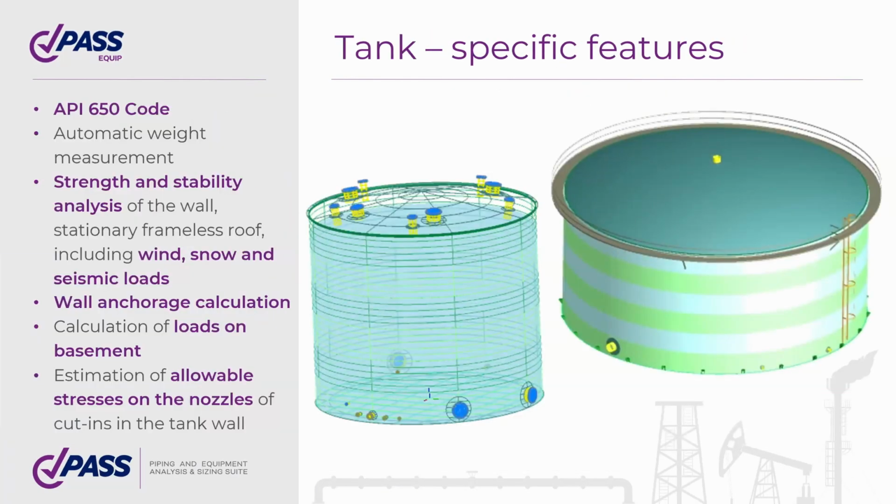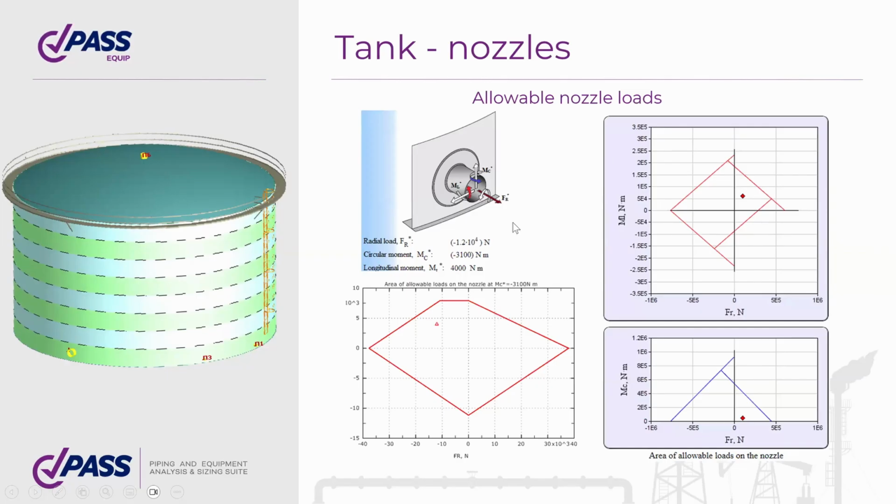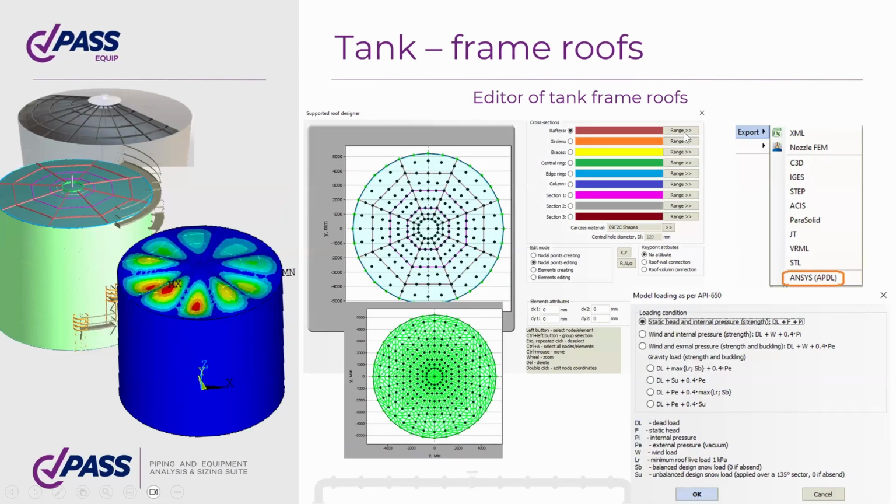And for tanks, we have API 650 code with automatic weight measurement and stress and stability analysis of walls. Of course, you can define different thickness on different levels. So the construction of the wall, and wind, snow, and seismic loads. And you can calculate loads on the basement, and you can calculate roofs and frame roofs. And here is how you make diagrams of allowable nozzle loads for nozzles in the wall of the tank. And here is a frame roof.